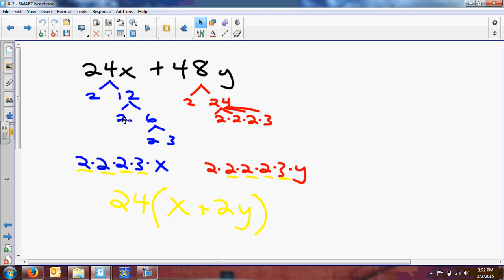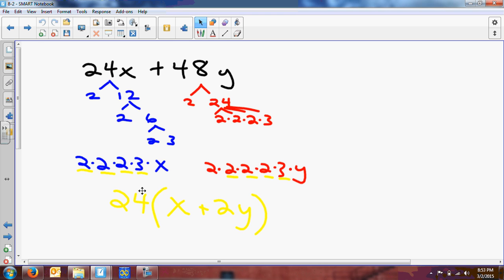This one here, 24 was 2 and 12, 2 and 6, 2 and 3. So 2 times 2 times 2 times 3. 48 was 2 and 24, and we just factored 24. And here's a hint. If 24 appears here and here, there's a really good chance that's going to be one of the things in common, which in this case it is. We have this extra 2 over here. This has an x and this has a y, so they don't get pulled out. The only thing we can pull out from 24x and 48y is the 24. We have an x left over, and we have 2y left over.